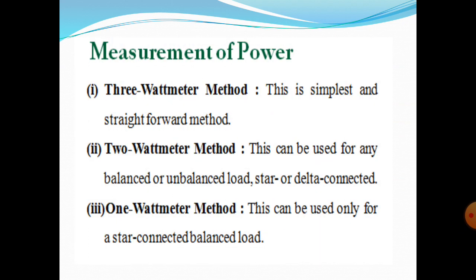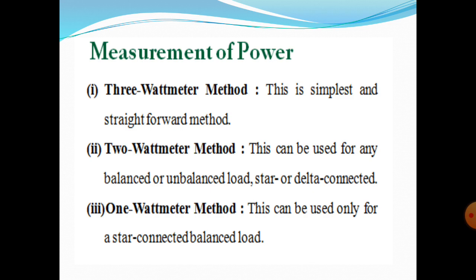Next is measurement of power. There are three different methods of measuring the power. The first one is the 3 wattmeter method, the second one is the 2 wattmeter method, and the third one is the 1 wattmeter method. The 3 wattmeter method is the simplest and a straightforward method.